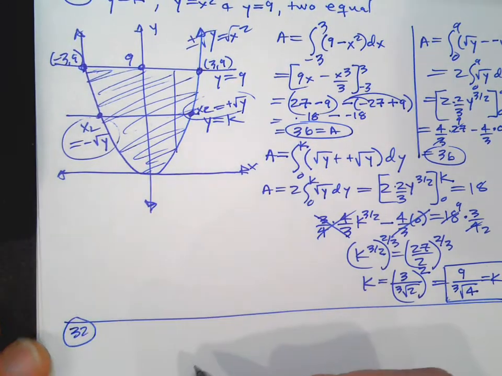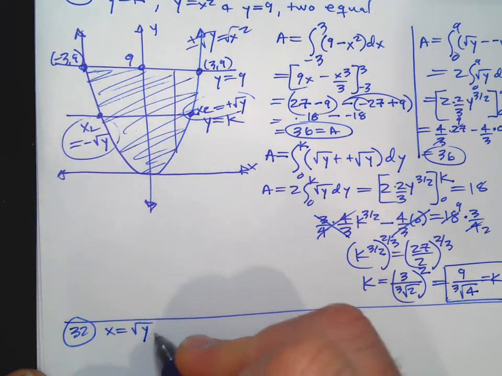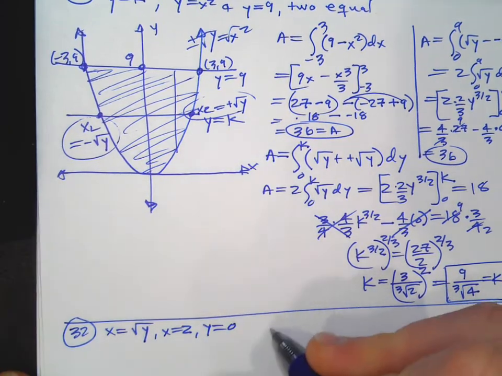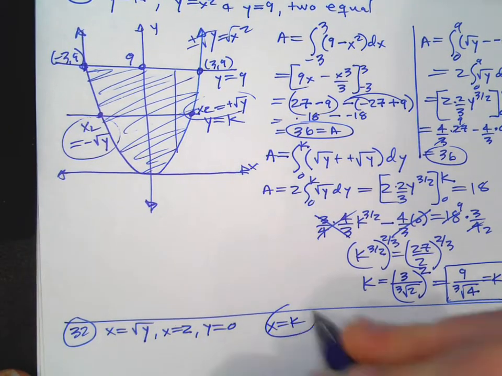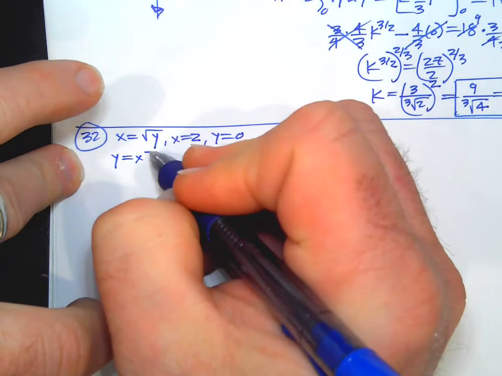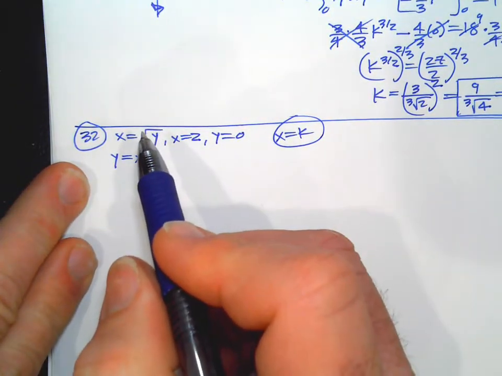All right, 32. Let's find a vertical line that divides the area between x equals the square root of y, x equals 2, and y equals 0, into 2 equal pieces. So we're trying to find a vertical line x equals k that cuts it in half. Now to graph this, I'm going to reimagine this as y equals x squared, right? So this is really just the right half of a parabola.